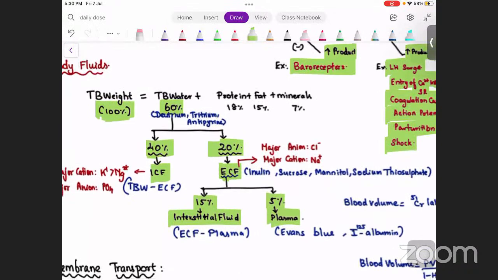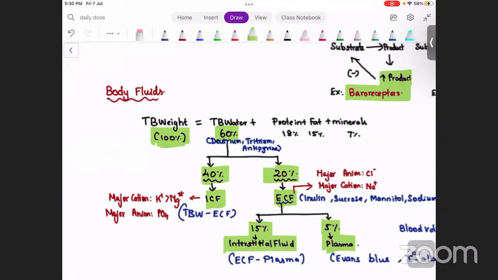What type of dye we use to measure these things is the important MCQ that you have to remember. So I'm going to highlight it in pink, people, so that you are able to understand the important dyes, and you have to remember that too.